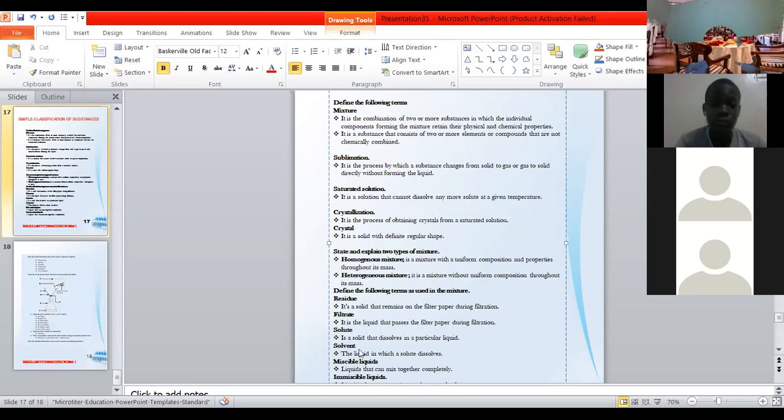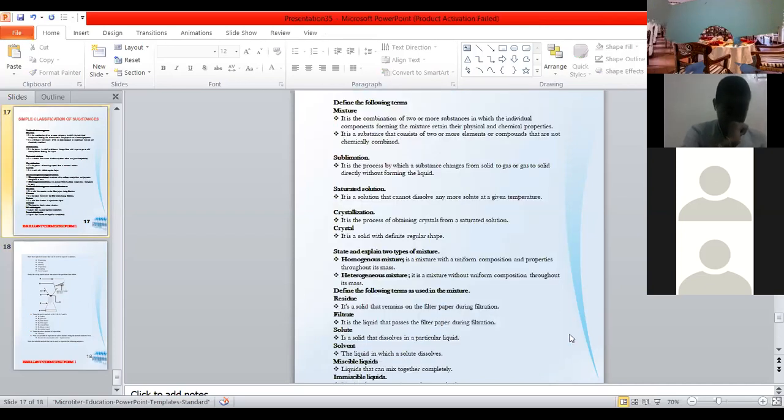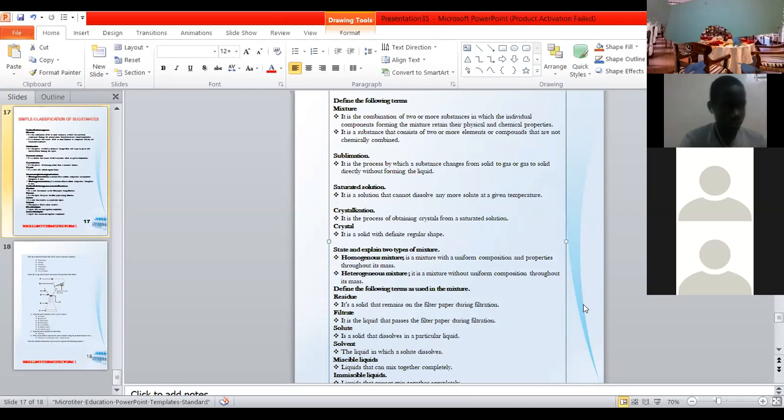Let's continue. Miscible liquids. Who can define for us miscible liquids? I can see the chat. Mwalimu, Cynthia has answered, and also I want to try. Okay, I tried: the liquids that mix. Miscible liquids are liquids which mix to form a homogeneous mixture.